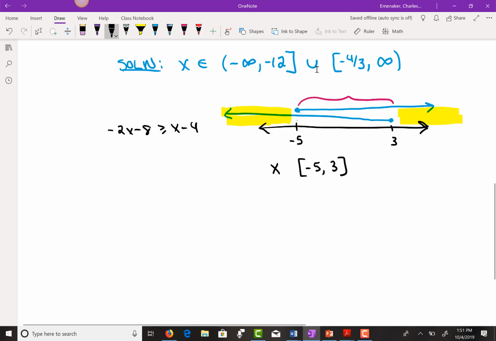Your x is just going to have that interval where it works. It's just going to have one interval now. You don't need the union sign. Does that make sense to everybody?